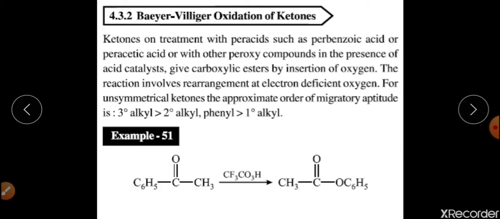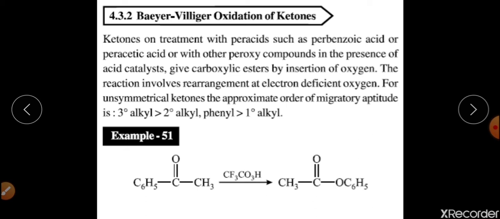I was telling you about the formation of different kinds of products if we choose an unsymmetrical ketone. For example, this is a case of an unsymmetrical ketone. So when we talk about the migratory aptitude, meaning the power to migrate, the different groups have different powers to migrate.